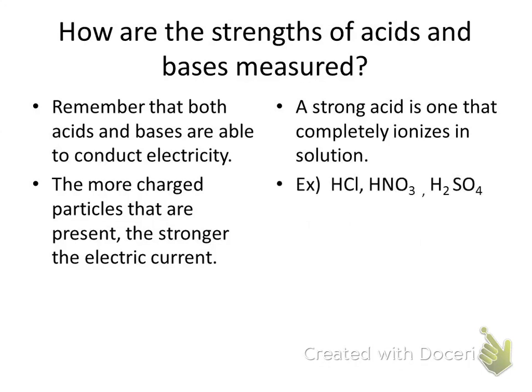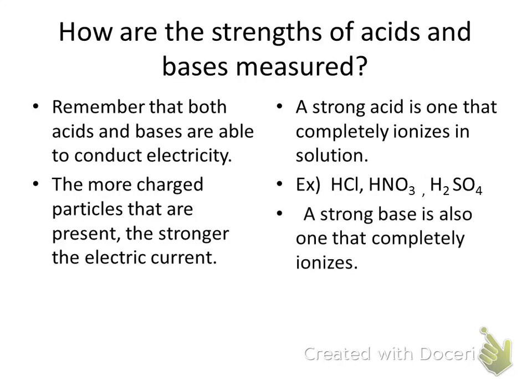So here's an example of strong acids. Strong base does the same thing. A little rule of thumb with a strong base is if it contains a group 1 or 2 metal and a hydroxide, it's going to be strong because it will completely ionize.